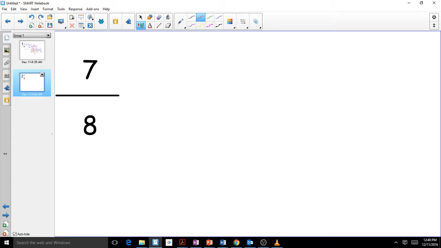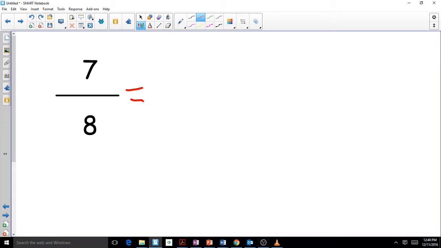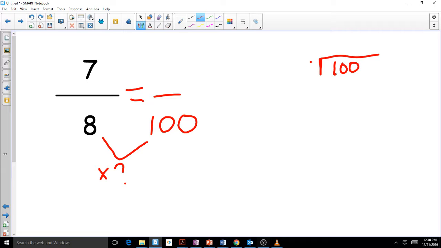I'm going to change 7/8 into a percent, and I know that all percents have to be over 100. I know that a not so nice number is multiplied by 8 to give me 100. I just don't know what that is. So I'm going to go over and yet again divide 100 divided by 8. I know that 8 goes into 10 one time. 8 times 1 is 8. 10 minus 8 is 2.